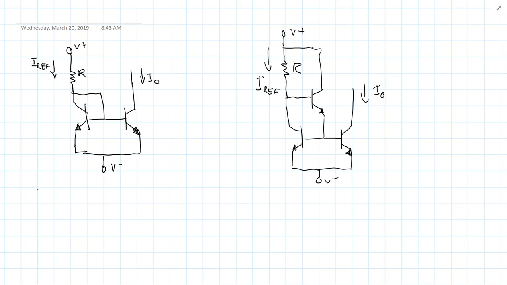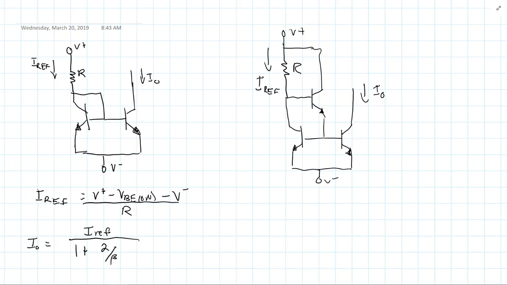And remember here that we had two equations: Iref was equal to V plus minus VBE on minus V minus, divided by R, and then I out was equal to Iref divided by 1 plus 2 over beta.